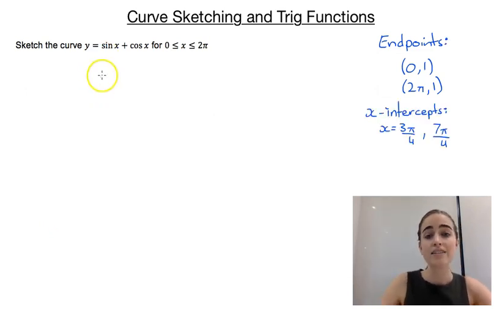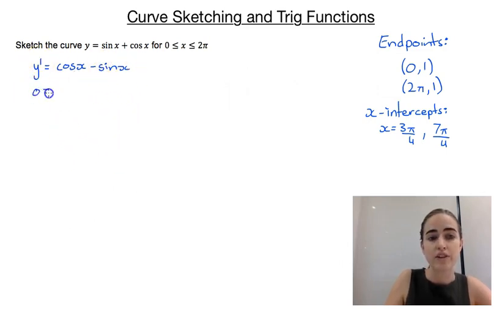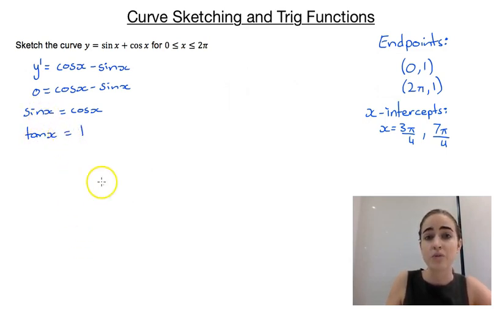Next, I want to find our stationary points. So to do that, I'm going to differentiate this. So we'd have y dash equals the derivative of sine x, which is cos x, and the derivative of cos x, which is minus sine x. To find our stationary points, we're going to set this equal to 0. So we'd have 0 equals cos x minus sine x. If we rearrange that, we'd have sine x equals cos x. And if we divide through by cos x, we'd end up with tan x, because sine divided by cos is tan. So tan x equals 1.